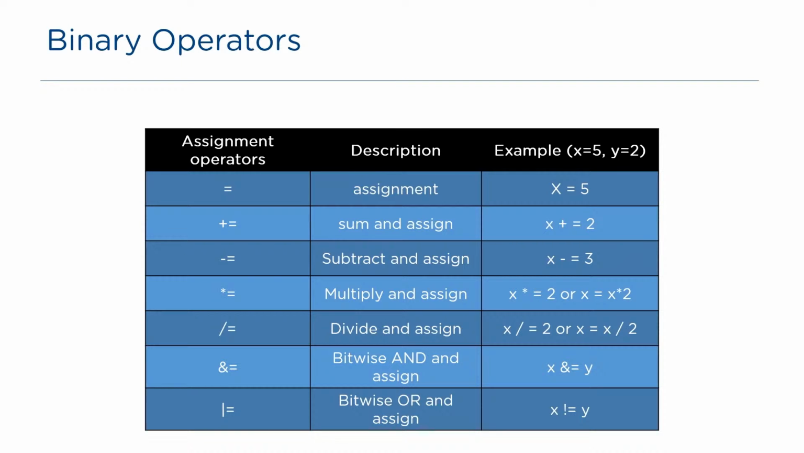Next, subtract and assign. That means subtracting the number 3 from the value of x. Then the multiply and assign operator, which multiplies 2 with the value of x. The divide and assign operator is used to divide. For example, the value of x is divided by 2. Similarly, the bitwise AND and assign operator ANDs the value of y with x. And then the bitwise OR and assign operator will OR the value of y with x. So I think you got a good understanding of all the binary operators.